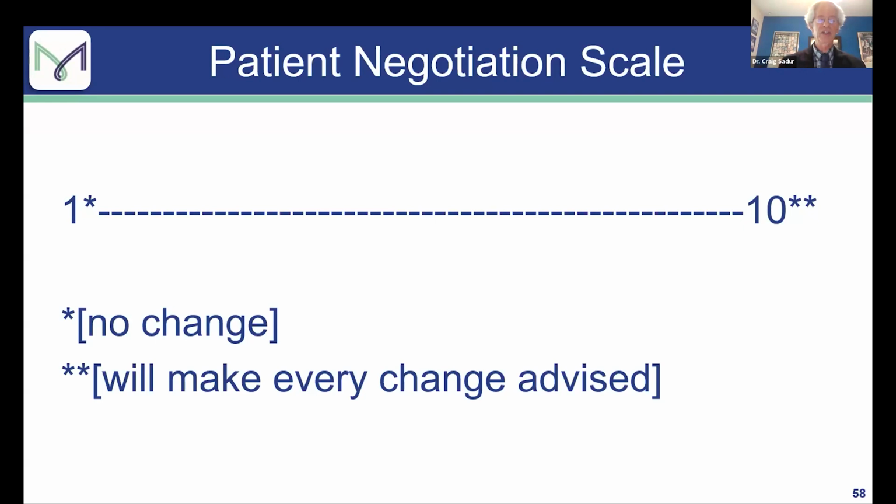So you've got a 1 to 10 scale. And you'd say, 1, when you walk out of this office or when we finish our telemedicine, you're not going to make any change. 10, you're going to do everything that's recommended. Where are you on this 1 to 10 scale? And at that point, you've got a dialogue.